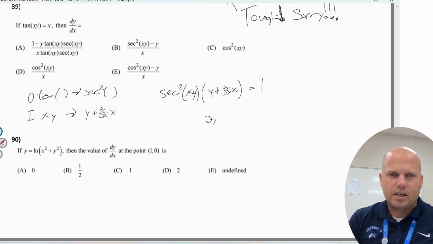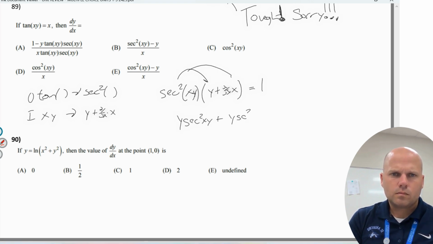And I don't think that's going to be what I'm looking for. I probably need to distribute. So I'm going to get dy/dx equals this 1 minus this divided by this.